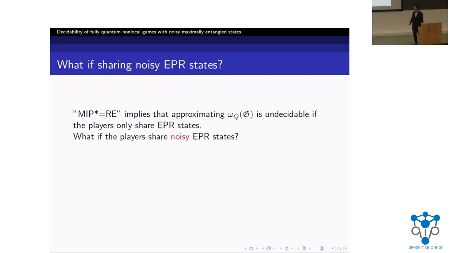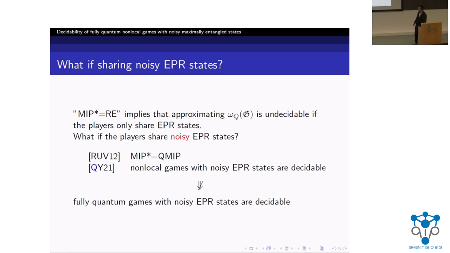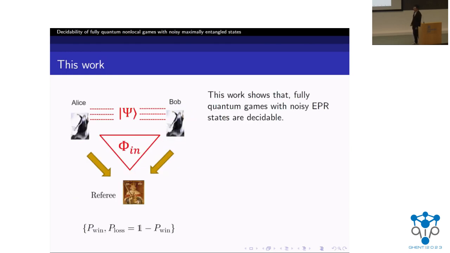Now it is natural to ask, what if the players share noisy EPR states? In 2012, the complexity class MIP star was proven to be equal to QMIP. But it does not imply that MIP star with noisy EPR states equals QMIP with noisy EPR states. In 2021, we proved that nonlocal games with noisy EPR states are decidable. These two results do not imply fully quantum games with noisy EPR states are decidable. This work proved fully quantum games with noisy EPR states are indeed decidable.